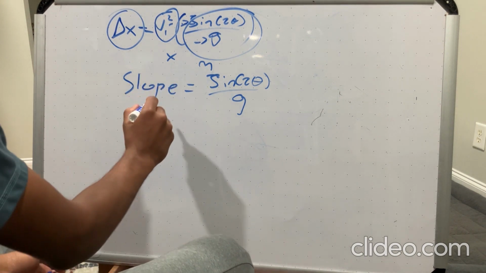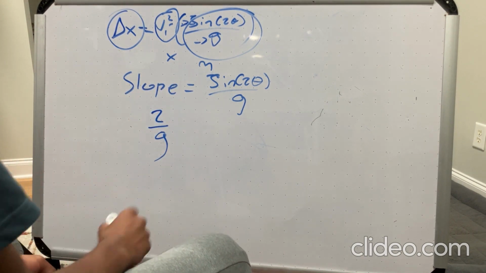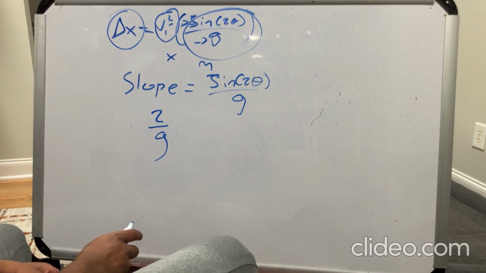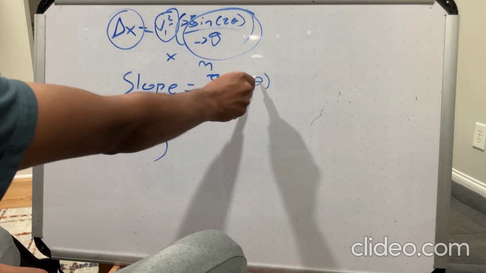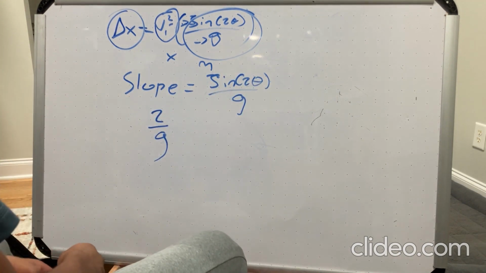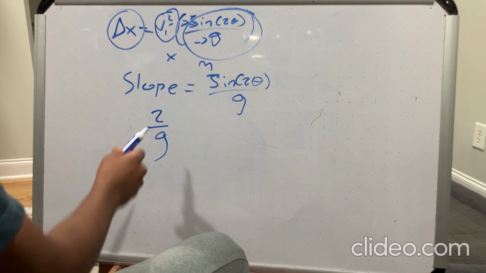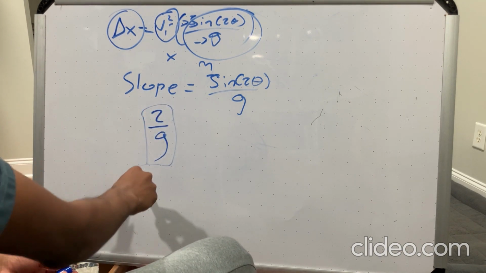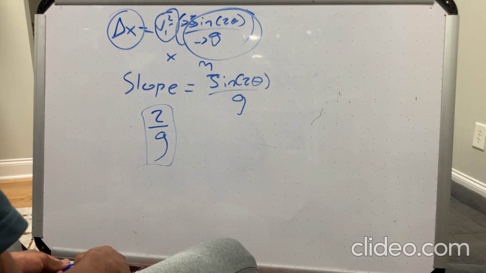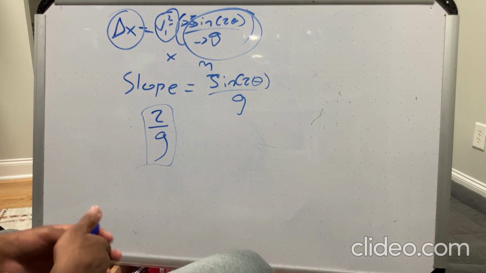Our slope should have been 2 over g. That would have been wrong though, because it's not close to this. Well, you could just remove all of that. But 2 over g, but we didn't put that. So either way, it would have been wrong. It was all because our equation was not correct.